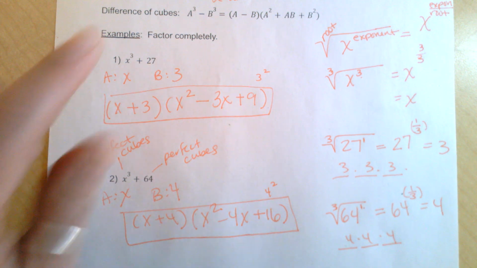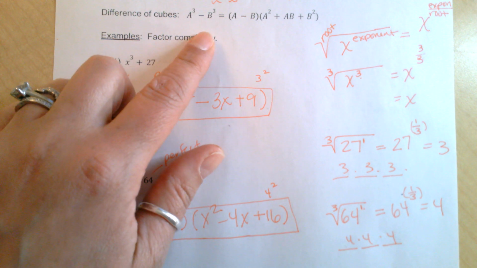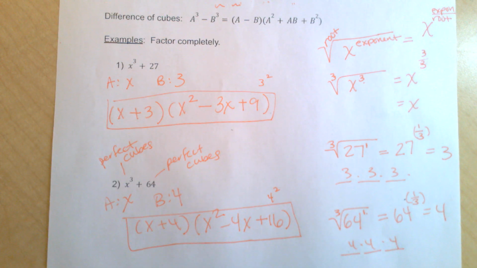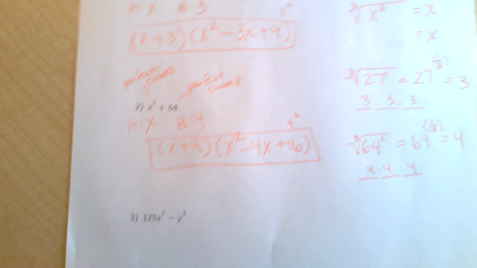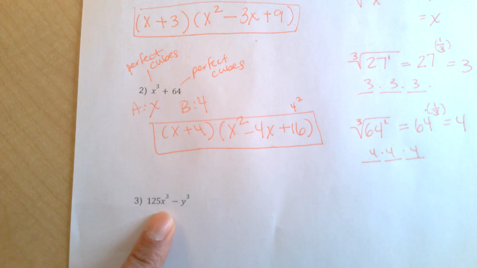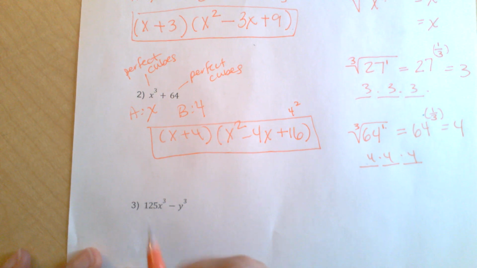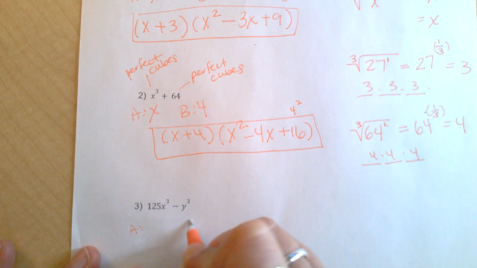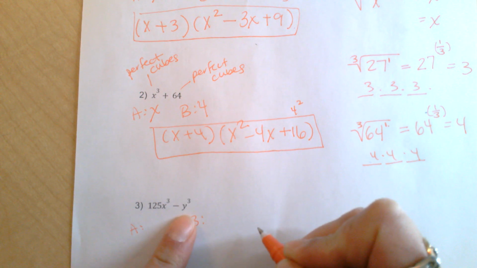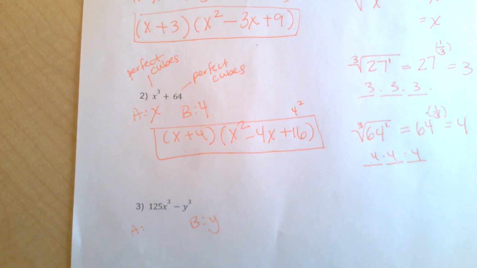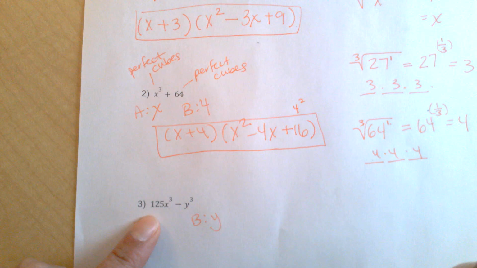Let's take a look at the difference of cubes. So we're going to notice that they're perfect cubes here and here, but we have a minus sign separating them. Let's see what that looks like. We have 125 x cubed minus y cubed. So we have a little bit more work to do here, especially because we have this number in front. So we do have to find what A and what B are. Hopefully you're saying right now to yourself, B is Y, because Y cubed. Okay. We have to find A.